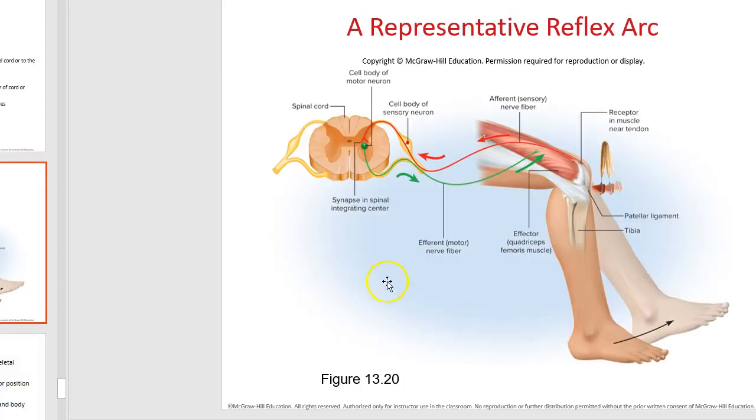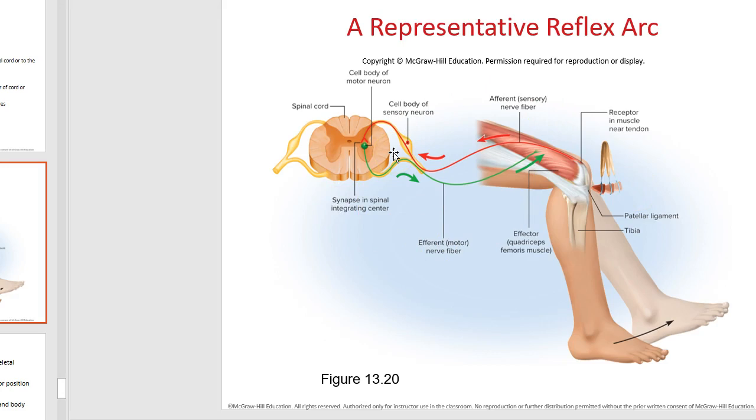So look at this. If you get hit right here on the knee, there is a receptor in the muscle near the tendon that says, hey, sensory nerve, we had some pain. The sensory nerve goes up through the dorsal root, gets right here in the spinal cord and says, hey, something happened in the leg. Then the motor or efferent neuron takes that information back and talks to the gland or the effector and tells it what to do. Like, hey, we need to kick the leg forward. That is our reflex. Okay, so that is the reflex arc.